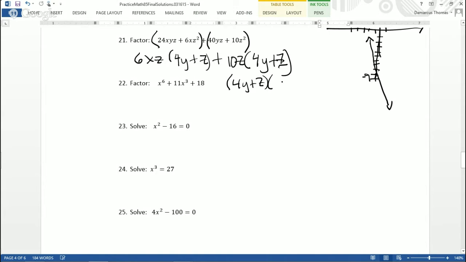And I'm left with 6xz plus 10z. And there's my final answer. It is now factored.